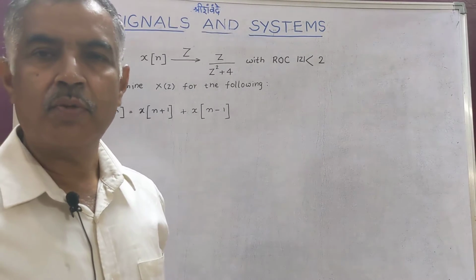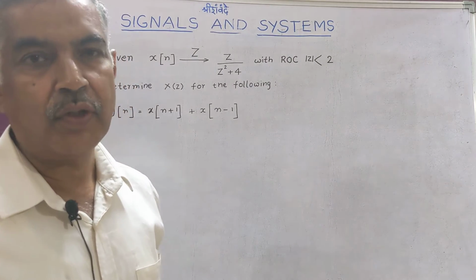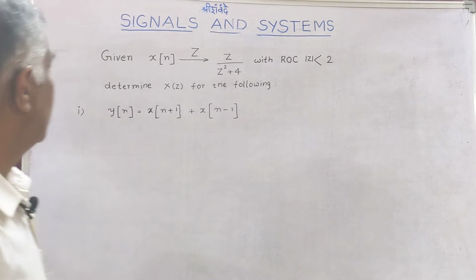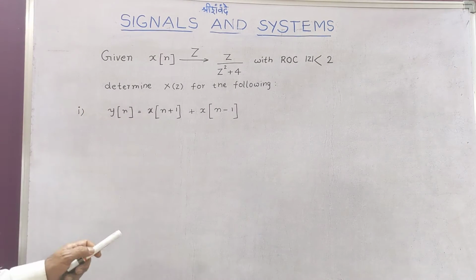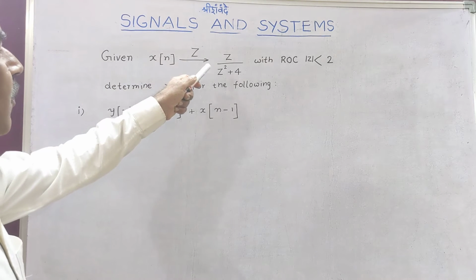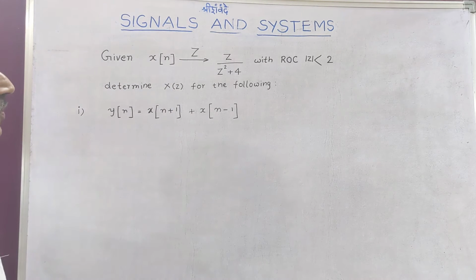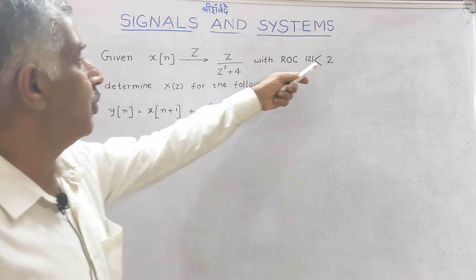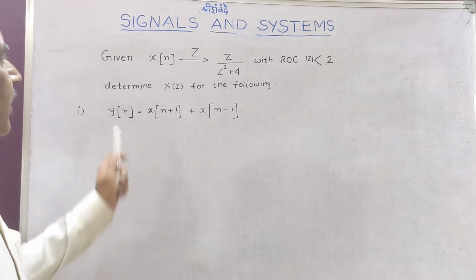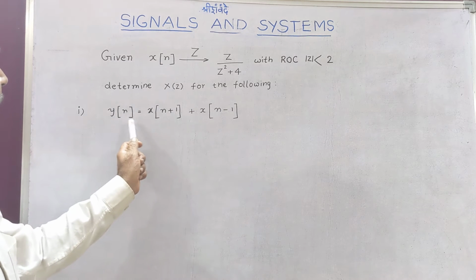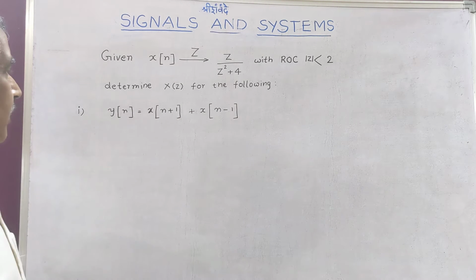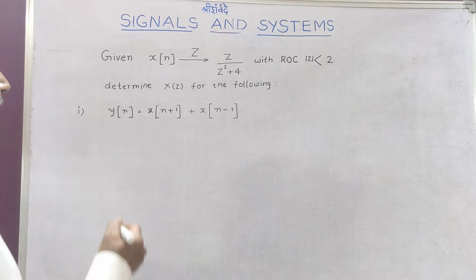I am working out some problems from Simon Haykin's book on Z transforms. Given x of n, given by z square plus 4 with ROC mod z less than 2. Determine y of z for the following: y of n equal to x of n plus 1 plus x of n minus 1. Now we have to find y of z.